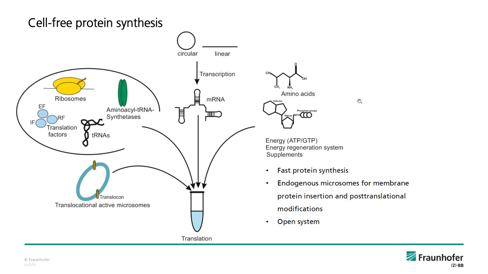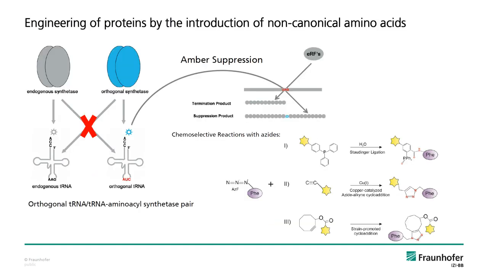Moreover, the synthesis reaction I have described here takes place in 3 to 24 hours. And we have an open system, and the open system enables the addition of exogenous components. Such components can be modified synthetases, modified tRNAs, and non-canonical amino acids. And with this basis, we can use the methodology of amber suppression to incorporate a non-canonical amino acid at a specific position in our protein of interest.